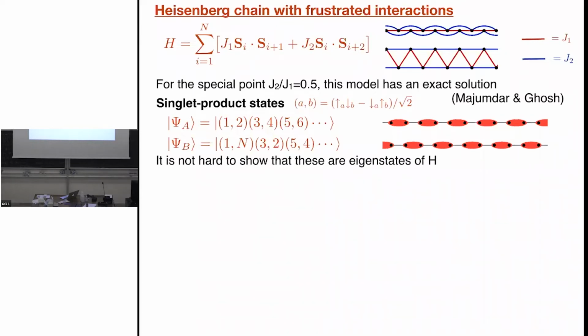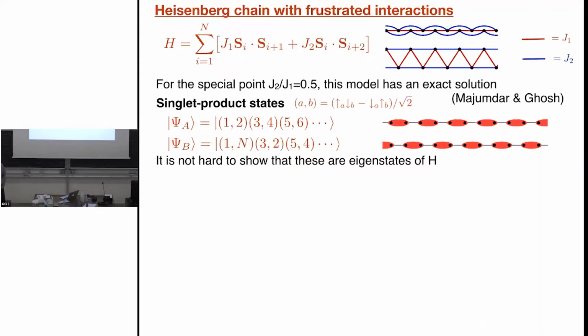But then what happens if you go away from this point? Well, we know for J2 equals 0, it's just the Heisenberg chain we just discussed. And it turns out that this is a gapped state with long range order. So if you just, and there is a question.